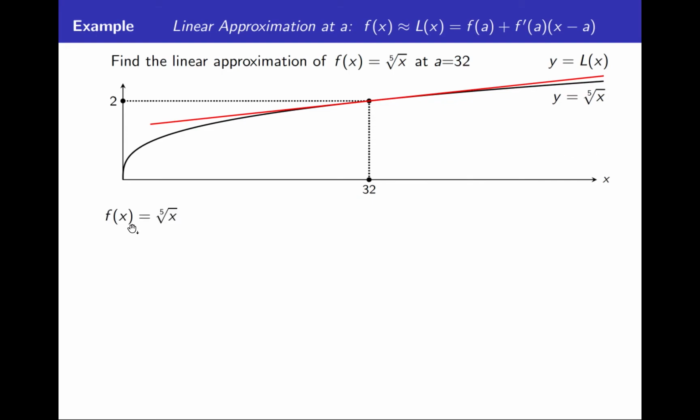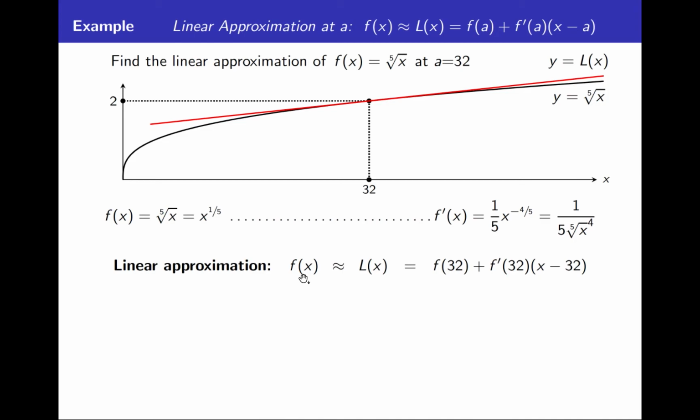So our function is f of x equals the fifth root of x, and we want to use this approximation formula to compute L of x, and there's an f prime in there, so we've got to find the derivative of f. So let's write that as x to the 1/5, so we're ready to use the power rule. So we compute f prime of x as 1/5 x to the power of minus 4/5, which simplifies to 1/5 times the fifth root of x to the power of 4.